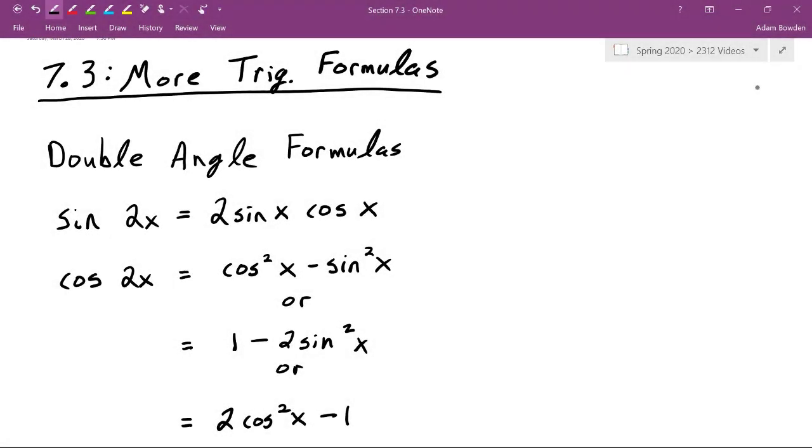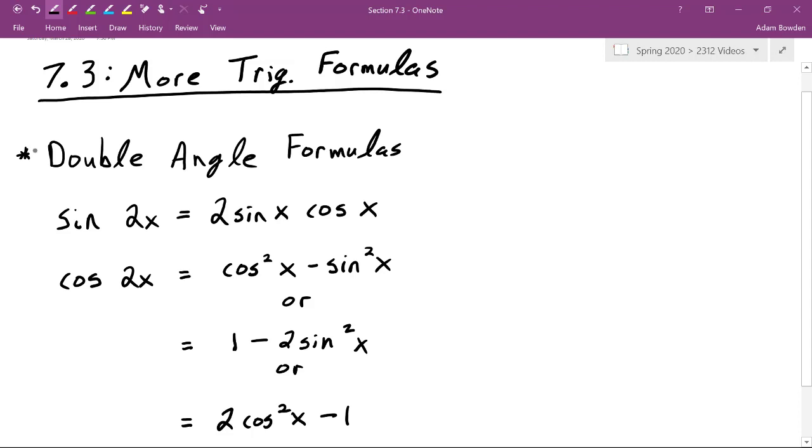So now we're going to start section 7.3, which is going to involve more trigonometric formulas. In 7.2 we had talked about the addition and subtraction formulas for sine, cosine, and tangent. But it turns out there's a whole assortment of other formulas for the trigonometric functions as well, starting with something called the double angle formulas.